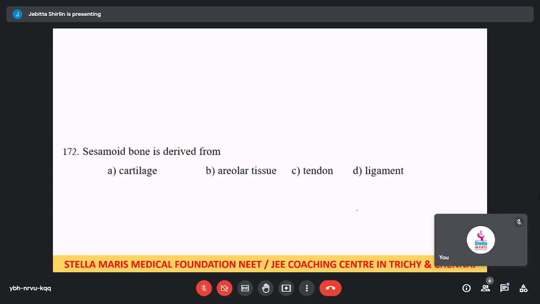Now, sesamoid bone is derived from. Can you tell me the answer, children? Sesamoid bones are the round bones that get embedded within the tendons. The sesamoid bones reduce the tension within the tendons. You see the sesamoid bones within the knees, thumb, and toe. So the sesamoid bones are derived from the tendons. So it is option C. Question number 72, it is option C.